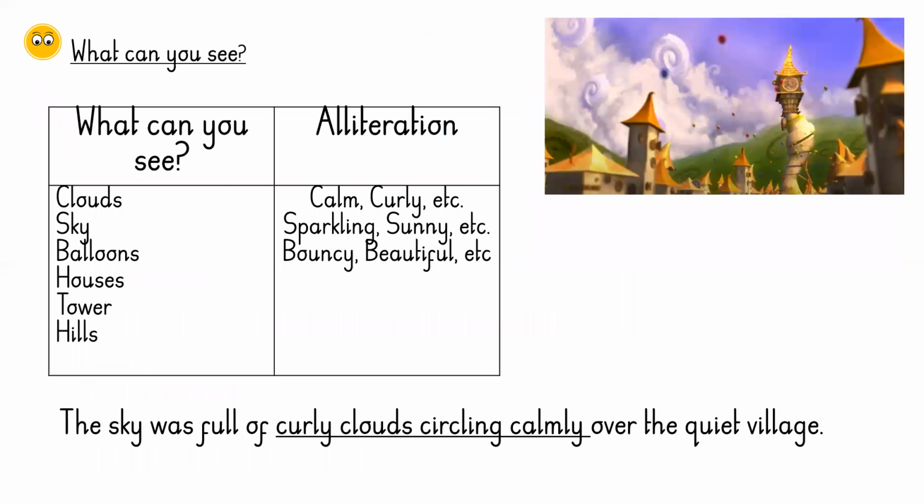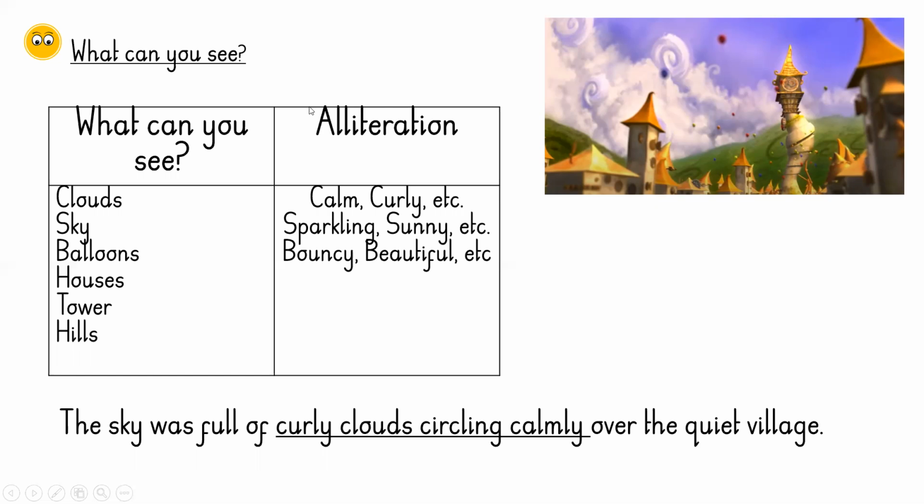Okay, so first of all, what can you see? Now, again, there are lots and lots of things you can choose to see, but you also might want to add some things that you think you might be able to see in a village. That's absolutely fine. Okay, so I've got some things we can see. We can see the clouds, we can see the sky, we can see the balloons, we can see the houses, we can see the tower and the clock tower and the clock face, and we can see the hills that are rolling behind. Okay, lots and lots of things we can choose for our description.